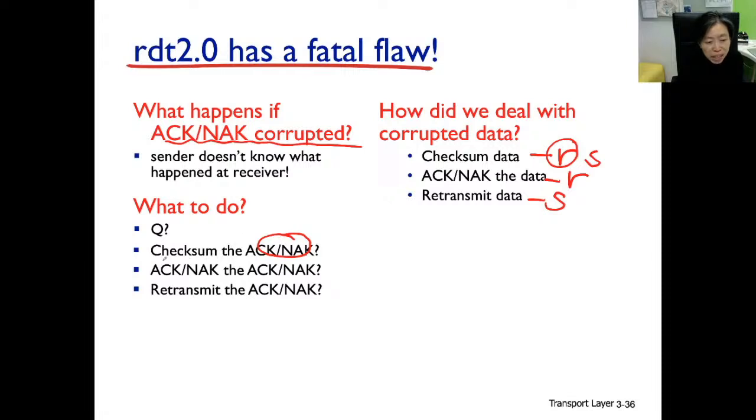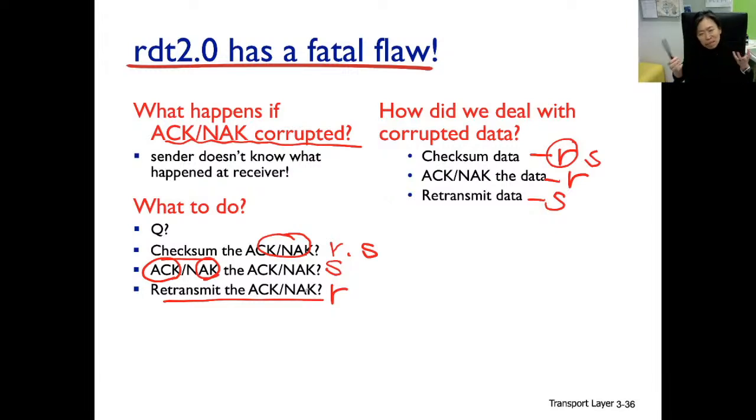So ACK, NACK corrupted. There's potential. So why don't we do checksum on the ACK, NACK? So the receiver there adds a checksum for the ACK, NACK. The sender there checks if the checksum matches. And the sender, upon seeing a mismatch, sends a NACK for the ACK or NACK. If it's a match, it sends an ACK for the ACK or NACK. Therefore, the data receiver there can retransmit the ACK and NACK. Oh, makes sense.